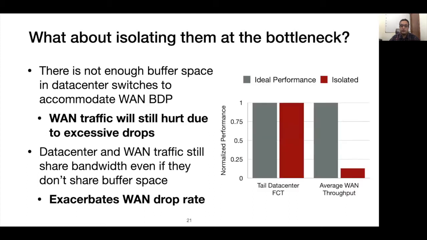This figure shows the results from our simulations. It shows the normalized tail latency of data center traffic and the normalized average WAN throughput. It compares ideal performance and the performance when both types of traffic are isolated. While data center traffic can achieve near ideal performance, WAN throughput suffers. I refer you to the paper for more details.